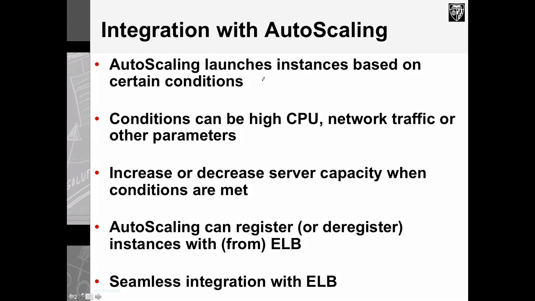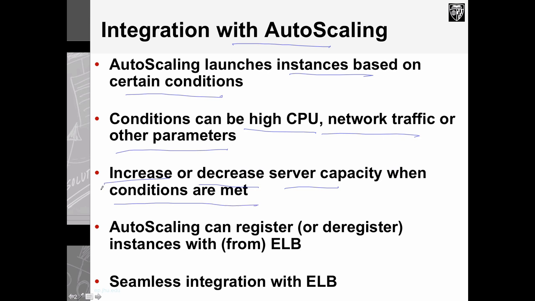Finally, we want to talk about integration with autoscaling. Autoscaling is a service from Amazon. It launches instances based on certain conditions that are happening in your infrastructure. These conditions can be high CPU, network traffic, or any other parameters that you want to track. The increase or decrease of server capacity is performed when the conditions that you specify are met.